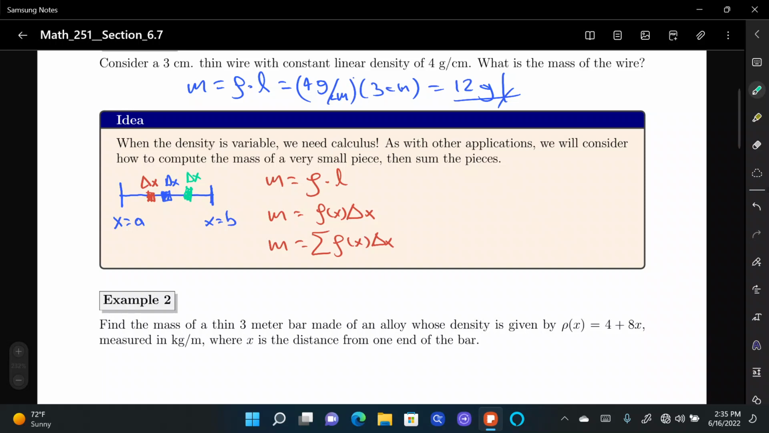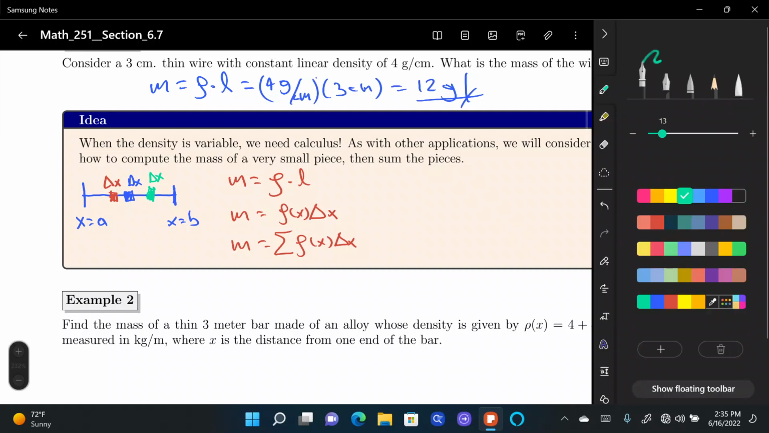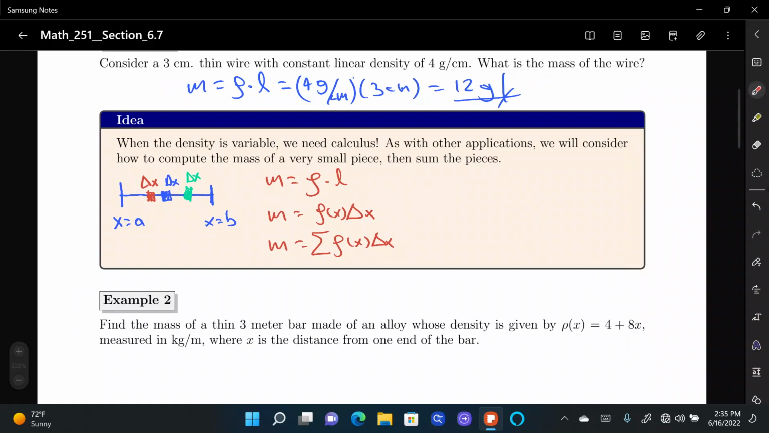But of course, I'm not going to do infinitely many partitions, right? Just see the picture here, and then from here, just go to the integral. Mass, which is the integral of the given function for density with respect to x within the limits a and b. So that's all we're going to do.